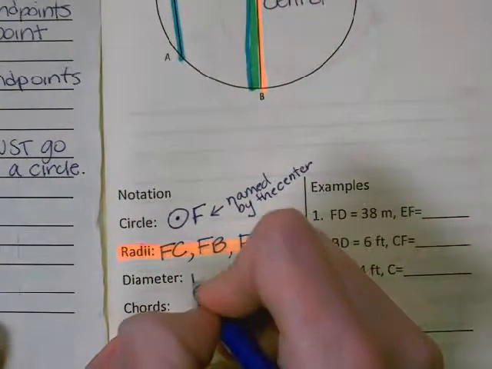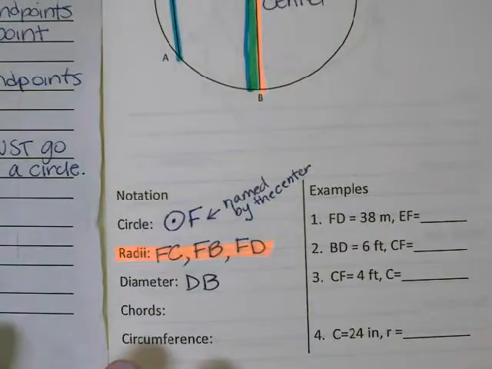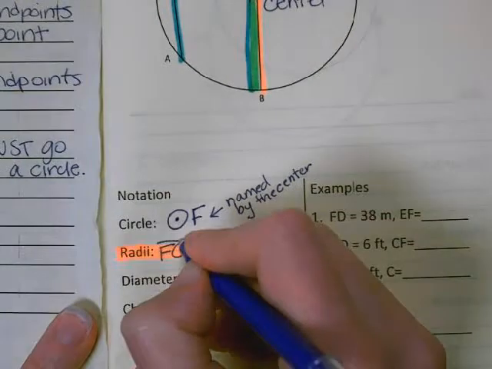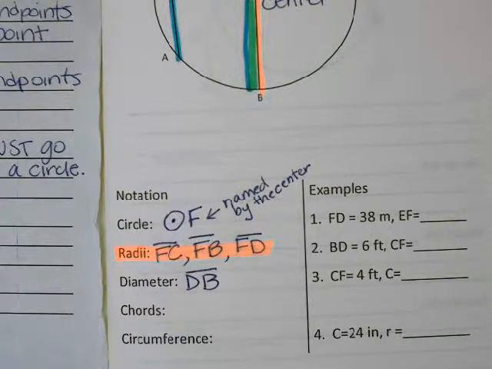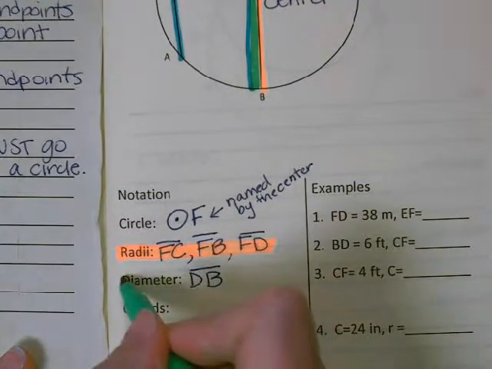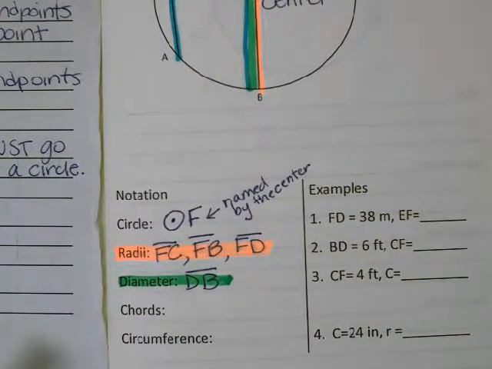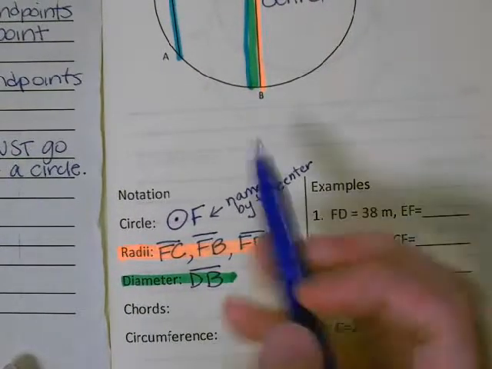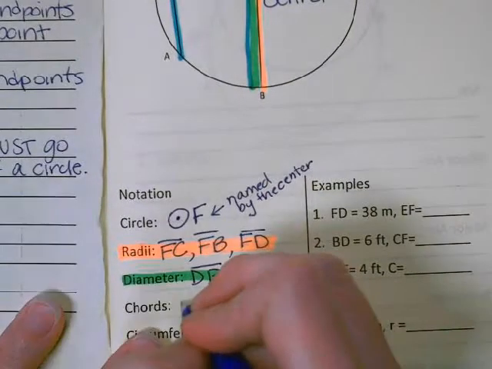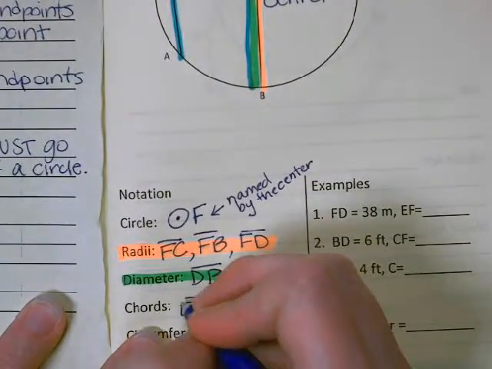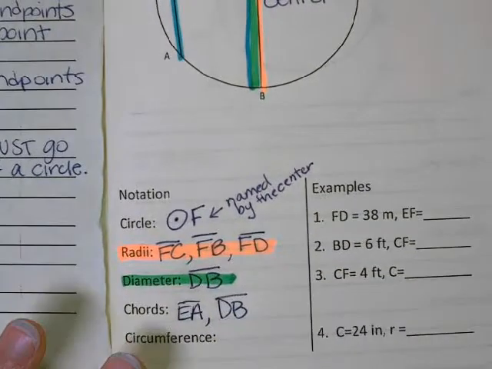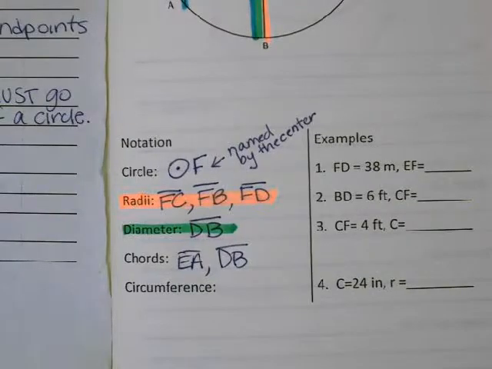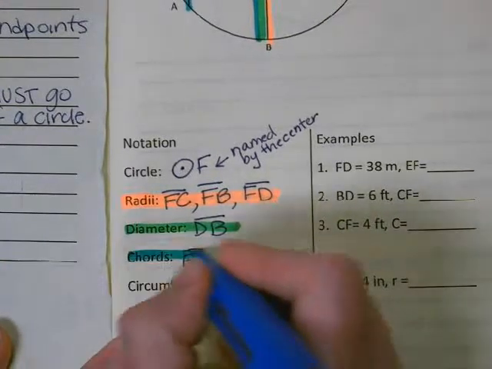The diameter, that's D to B. Don't forget when we write segments, we need to put that segment line over top of them. Alright, so diameter we color green. And then we have some chords. The chord we first have is EA. And then we also have DB. Even though DB is a diameter, it's also a chord because it touches the two sides of the circle.